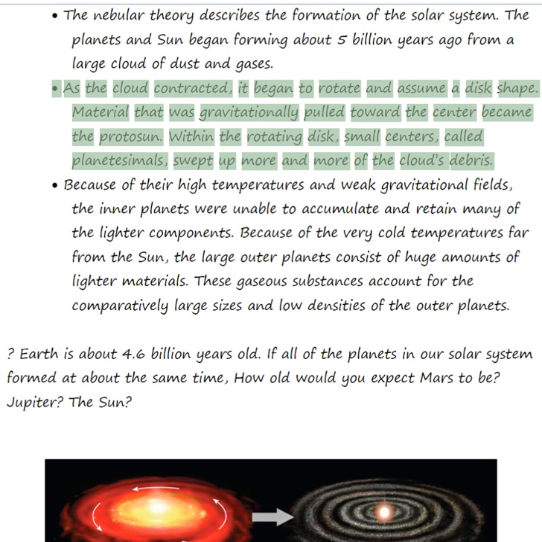As the cloud contracted, it began to rotate and assume a disk shape. Material that was gravitationally pulled toward the center became the protosun. Within the rotating disk, small centers, called planetesimals, swept up more and more of the cloud's debris.